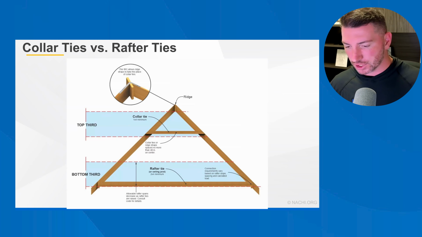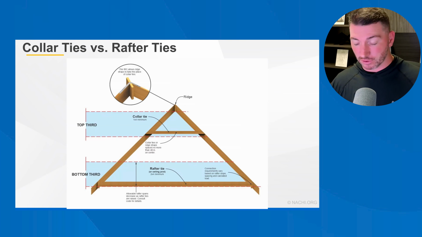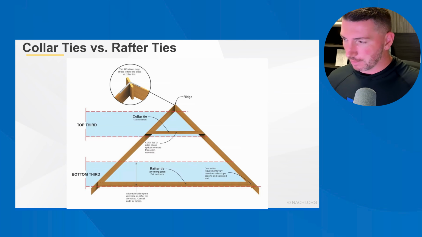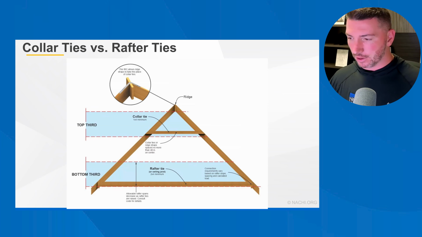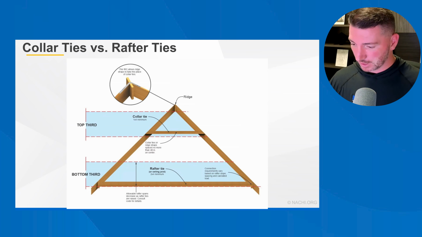Collar ties versus rafter ties. A rafter tie, sorry, I may have used these interchangeably earlier. I apologize. A collar tie is in the top third, and a rafter tie is in the bottom third. So a rafter tie is typically what you're going to be stepping on when you go into the attic. A collar tie is going to be up above your head that you can reach up and grab onto so you don't fall through the ceiling.